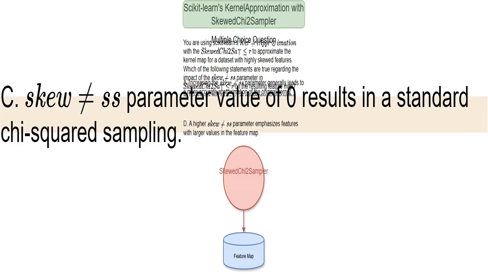I see that you're focusing on the SkewedChi2Sampler. This is a crucial part of scikit-learn's kernel approximation technique. It's designed to handle datasets where the features are highly skewed, meaning that some features have many more values concentrated on one side of the average than the other. The sampler will attempt to reduce the effect of these skewed features.